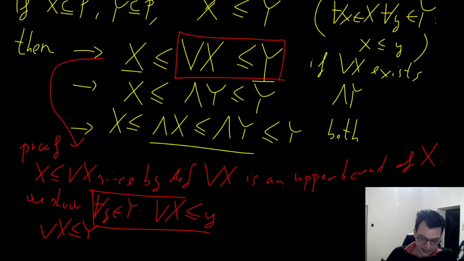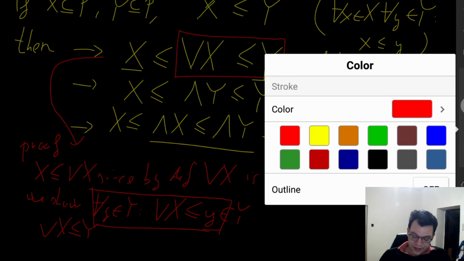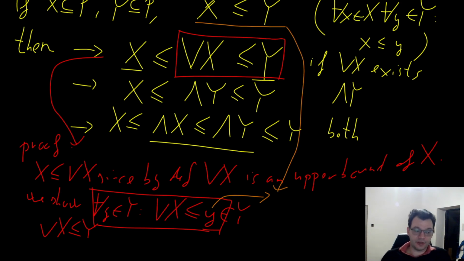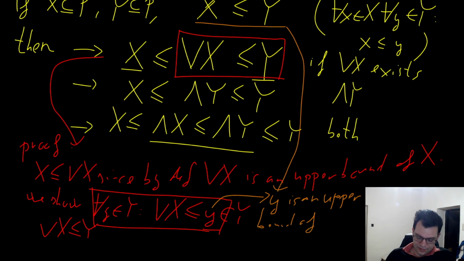So if I just prove this, then I'm ready. Now to show that for each element of Y, well, since small y was a member of Y, this means that y was an upper bound of X. So because of X being smaller than or equal to Y, this small y is an upper bound of X. And this guy here is the smallest upper bound, the least upper bound.